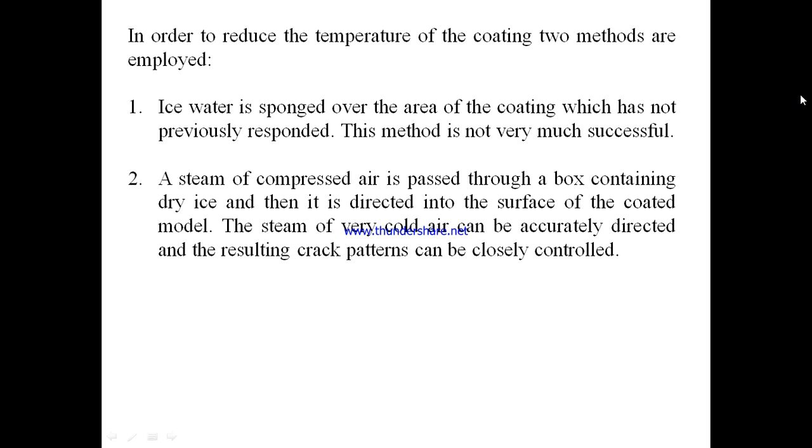In order to reduce the temperature of the coating, two methods are employed. First one is ice water. Ice water is sponged over the area of the coating which has not previously responded. This method is not very successful. The second one is a stream of compressed air passed through a box containing dry ice, and then directed onto the surface of the coating. The stream of very cold air can be accurately directed and the resulting crack patterns can be closely defined.